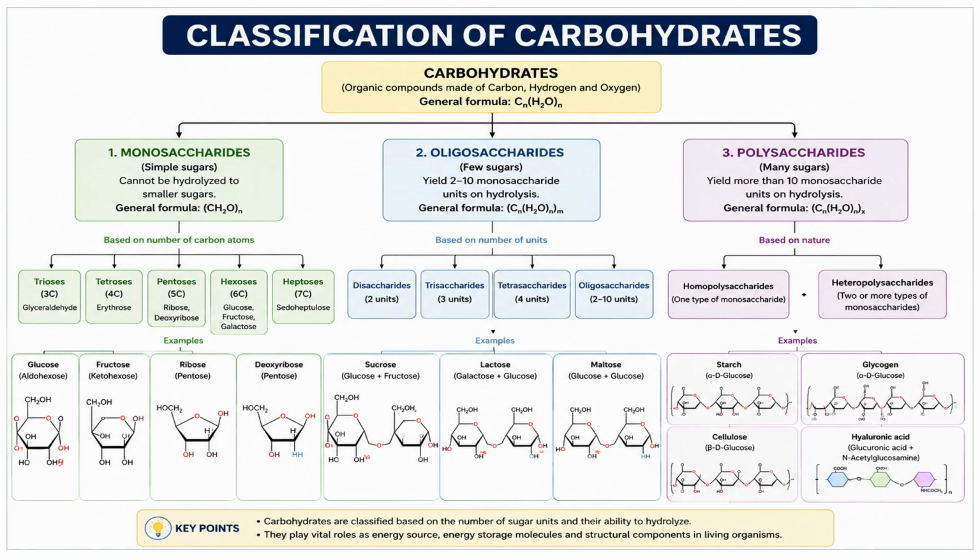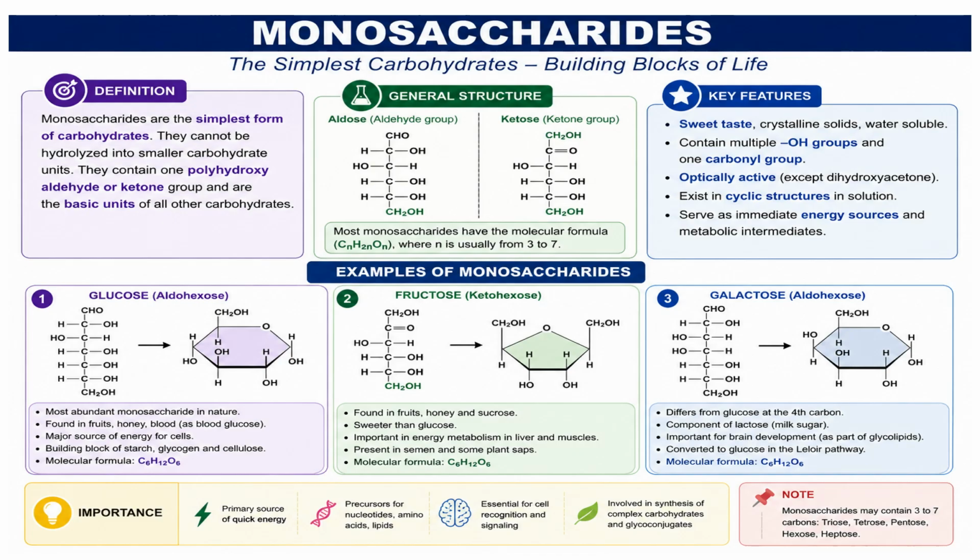Starch is an important storage carbohydrate in plants, while glycogen is the main storage carbohydrate in animals. Cellulose provides structural support in plants. Therefore, carbohydrate classification helps us understand their structure, properties, and biological functions. From simple glucose molecules to complex polysaccharides, carbohydrates play essential roles in energy metabolism, energy storage, cellular structure, and biological processes. Explanation of monosaccharides with example.